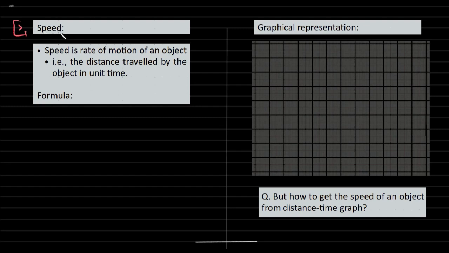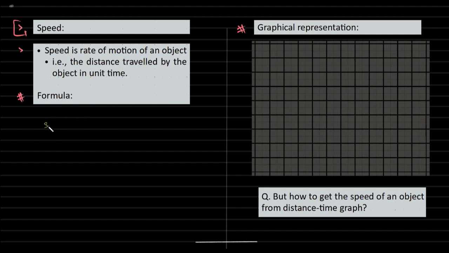Let's talk about speed in terms of definition, in terms of formula, in terms of graph. Definition is something that you guys have been learning and been using for some time. So the speed is nothing but rate of motion of an object, that is the distance traveled by an object in unit time. That is speed.